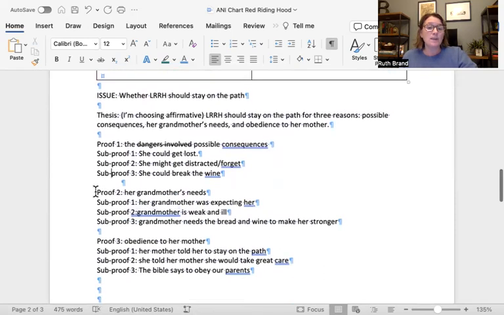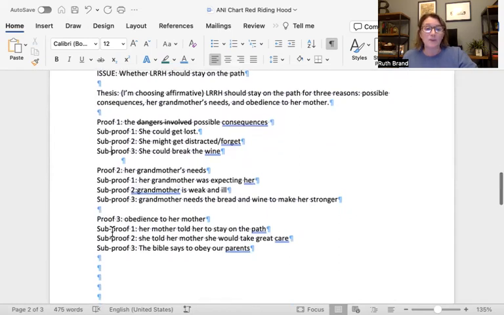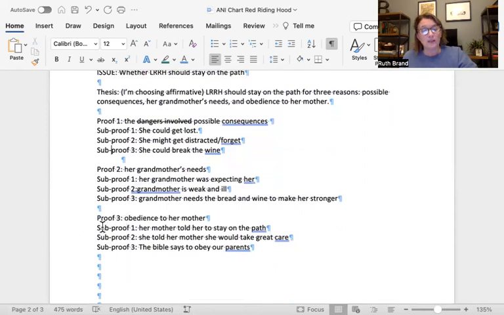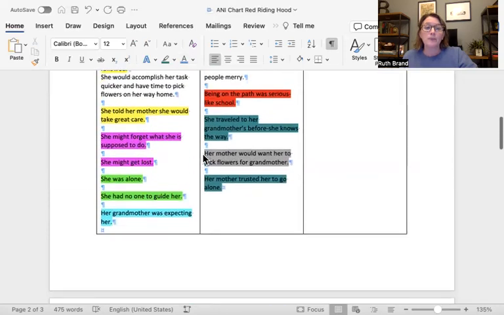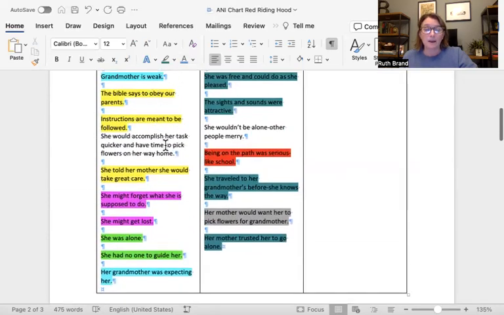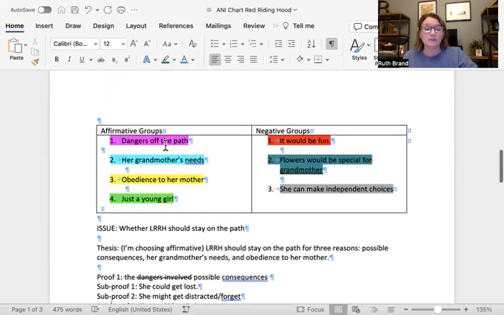And then I want you to write down your second proof and the 3 subproofs you picked to go with it. And then I want you to write out your third proof and your 3 subproofs to go with it. So I read you proof 1. Proof 2 would be her grandmother sneezes. Her grandmother was expecting her. Her grandmother is weak and ill. Her grandmother needs the bread and wine to make her stronger. And I got those straight from my Annie. They're right here. And I picked them and I wrote them down.